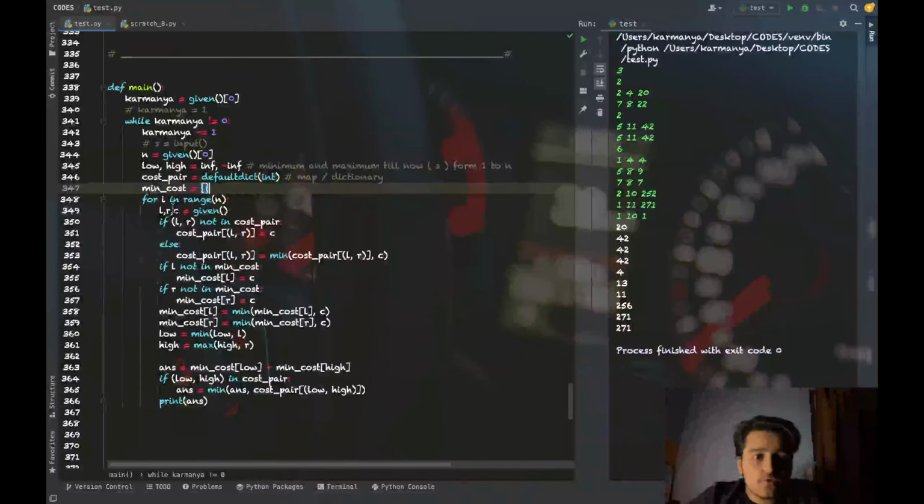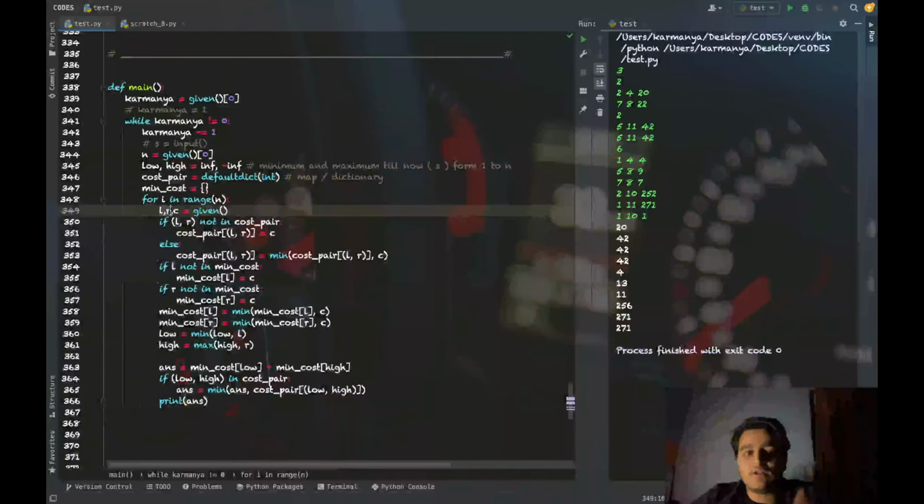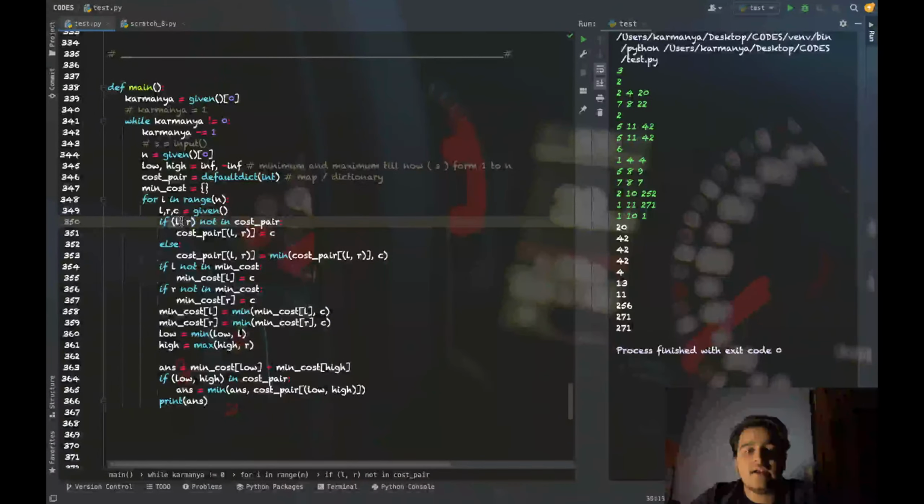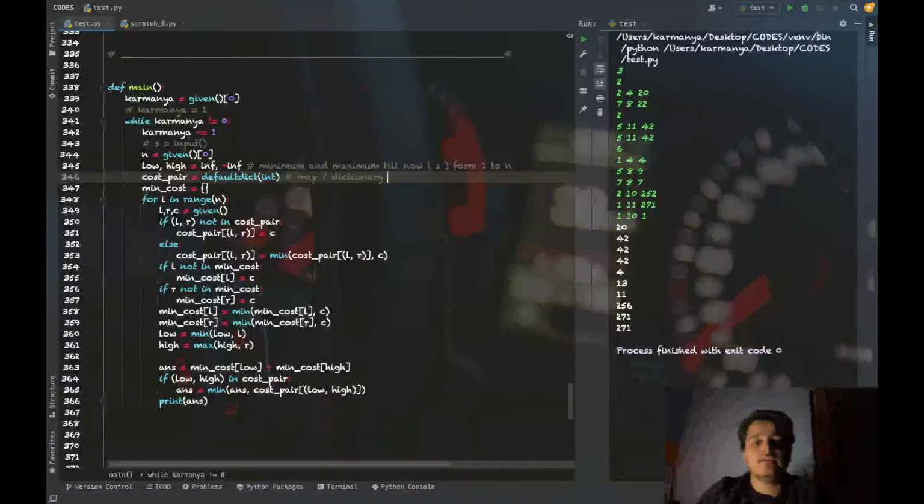Okay, so for i in range and for every segment, I have the integers L, R, C given. L is the starting integer, R is the upper limit, and C is the cost. So if this whole pair L to R is not present in the cost pair, so basically cost pair is a dictionary, what is it storing? It stores the pairwise cost. Why do I require this pairwise cost?